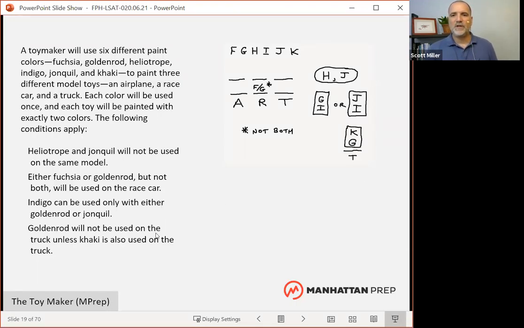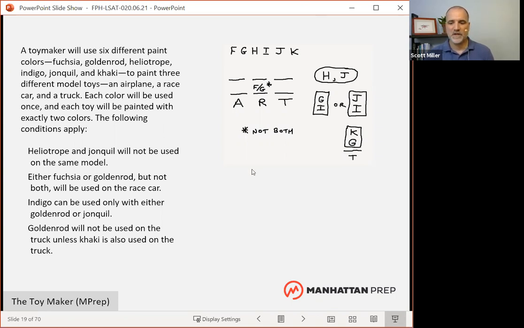G will not be used on the truck unless K is also used on the truck. So it's a conditional rule, right? This is a conditional statement, and conditional logic is all over the LSAT. We have other LSAT free prep hours we've done where our instructors have gotten into conditional logic and how to understand it. But the important thing to realize about this rule is that it's not saying that G and K will always be together on the truck. It's saying that unless K is also used, so if G is used, then K has to be there.